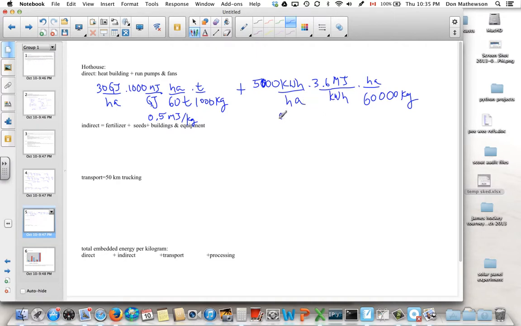So that gives 0.3, I believe, megajoules per kilogram, for a total of 0.8 megajoules per kilogram, which was a lot less than the California tomatoes, simply because you don't use a lot of energy to drive tractors around in a greenhouse, and you, in BC anyway, don't need to use very much energy to irrigate, because we have lots of rainwater and it's captured in the mountains nearby, and we don't need to pump it. It just runs downhill to the greenhouse.